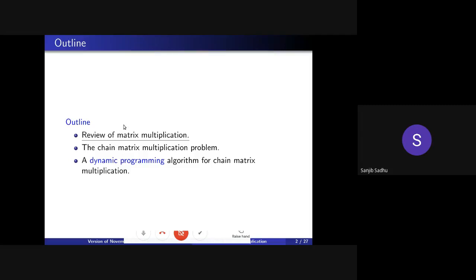Today we will start an example of dynamic programming. The name of the problem is matrix chain multiplication. It means there are a series of matrices which are to be multiplied. In which order should you multiply them so that the cost of the multiplications is minimized? This is the problem.